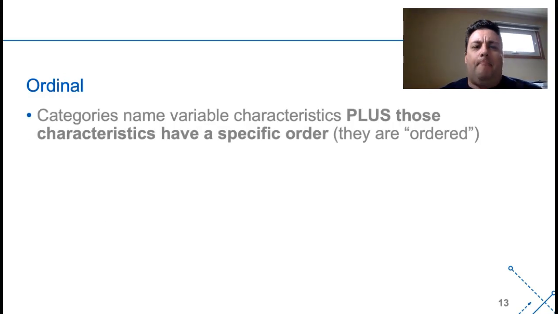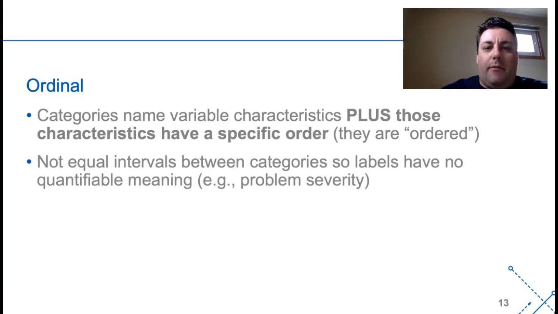All right, ordinal variables. In an ordinal variable, we're simply rank ordering things. We can put these different categories in a specific order, and each of the categories has a specific characteristic. We often call ordinal variables ordered category or ordered categorical variables. One of the distinctions of an ordinal variable is that there is no equal interval between categories, so there's no quantifiable meaning between the different labels.